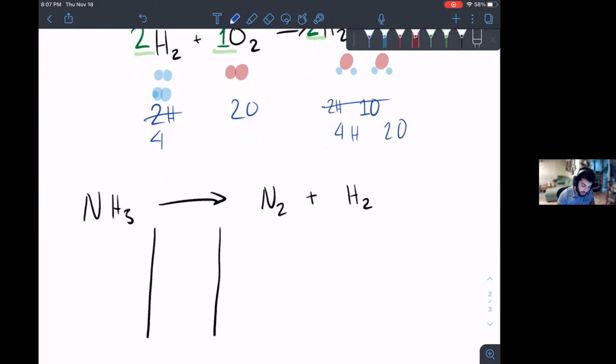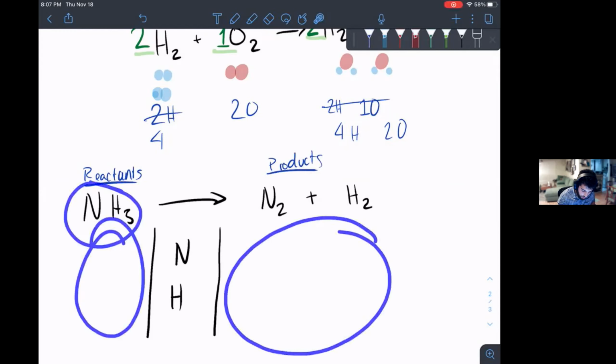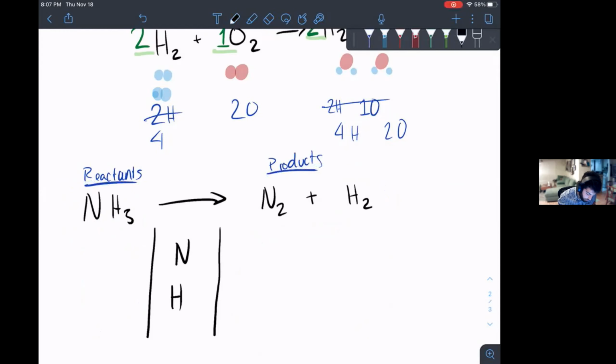And this little arrow divides our reactants, the stuff on the left, from our products, the stuff on the right. And then I'm going to put each element that appears. So we have nitrogen and hydrogen, and I'll write how many appear on the left side and on the right side. So let's start with nitrogen. I only have 1 nitrogen, and then hydrogen, I have 3. On the right side, I have 2 nitrogen and 2 hydrogen.